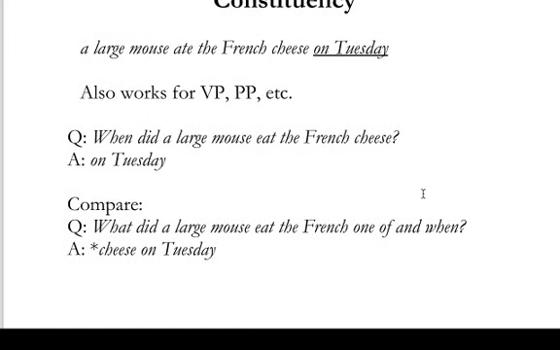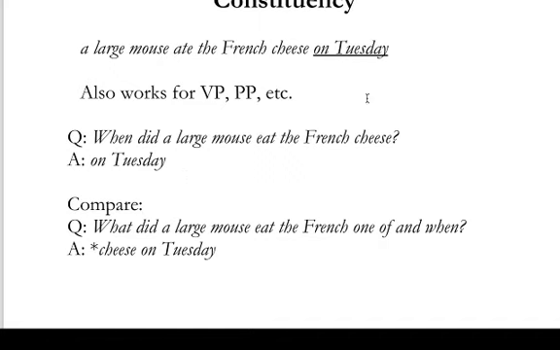Here's a prepositional phrase example with the sequence of words on Tuesday. And this forms a coherent subgrouping in a way that cheese on Tuesday does not. Here's the illustration. Here's the WH question, taking out this prepositional phrase and then giving it as an answer. When did a large mouse eat the French cheese? On Tuesday. Perfectly fine.